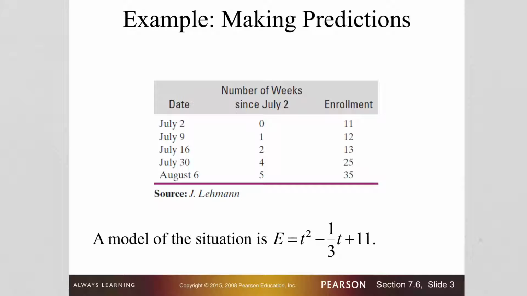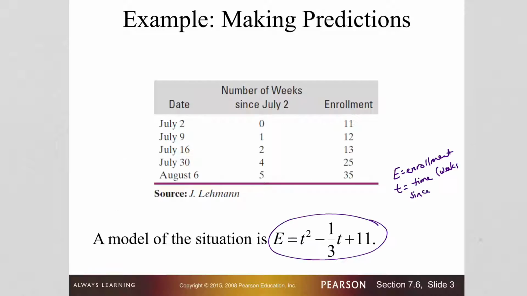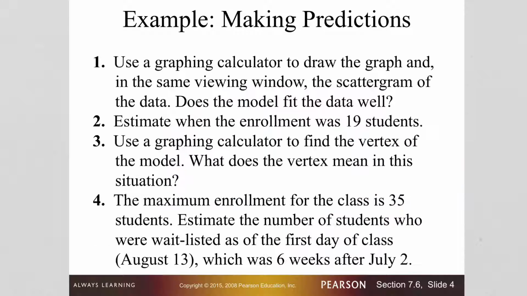Alright, here's our table, and we have a model of the situation. That model means this is our equation that we're going to use. Just know that E is our enrollment, and T is time, which is in weeks, since, what did it say? It said since July 2nd. So we're going to use this equation right here. Now let's read what they're asking us to do.